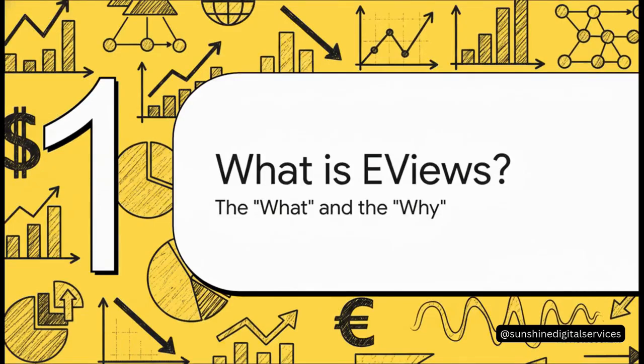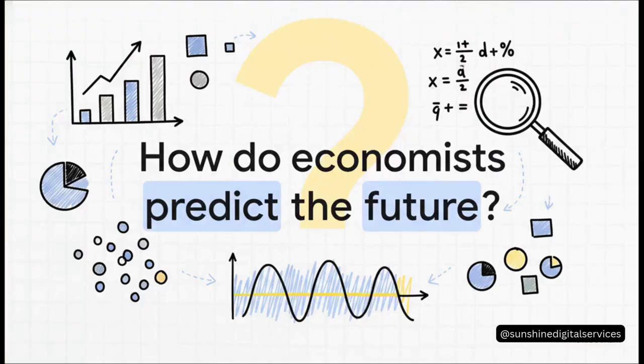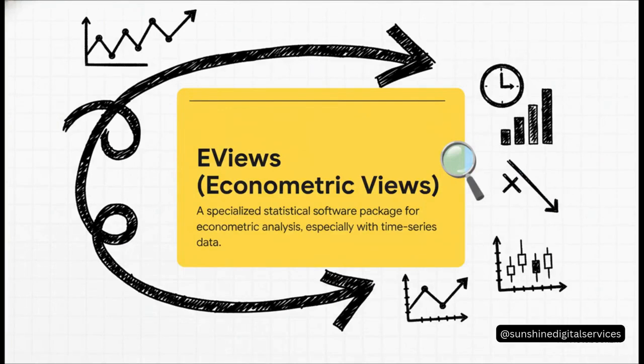Okay, so let's start with the basics. What exactly is this thing called EViews, and why has it been a go-to for economists and financial pros for so long? I mean, really, how do they do it? These big predictions aren't just wild guesses. They're built on some seriously complex statistical work, using massive amounts of data collected over many, many years. To get anything useful out of that, you need a specialized tool that can find the signal in all that noise. And for a lot of people, that tool is EViews.